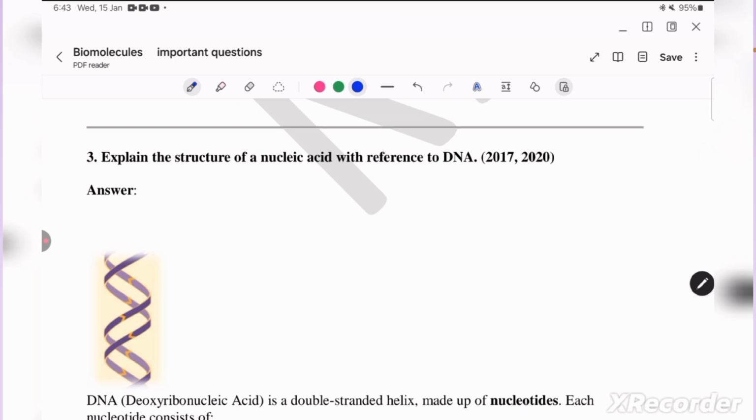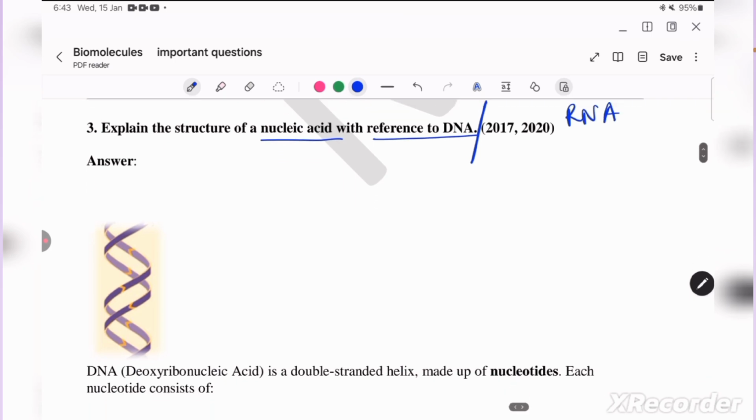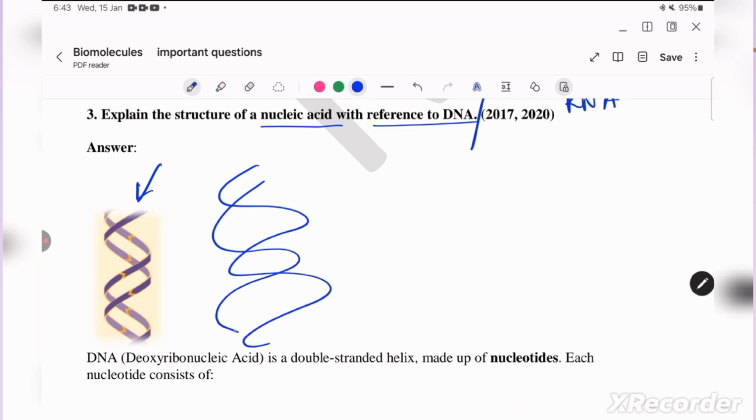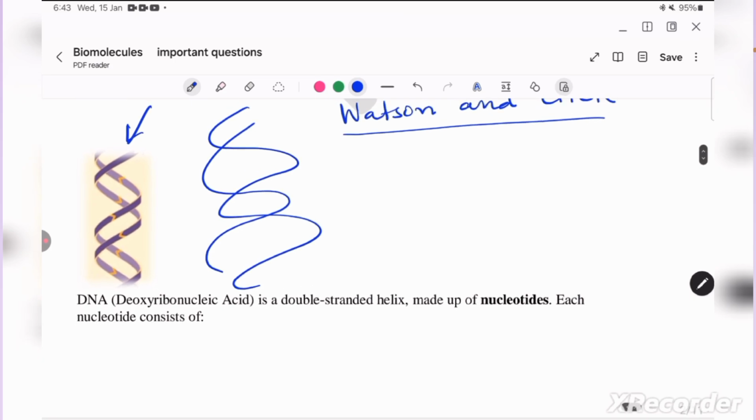The next question we go to is: explain the structure of nucleic acid with reference to DNA. Now instead of DNA, they could have also asked you a question with reference to RNA. Look at the structure. This double helical structure was given by the biologists Watson and Crick. Now from the chemistry point of view, you will not be asked the names of the scientists, but you will be asked questions related to what DNA is chemically made up of.